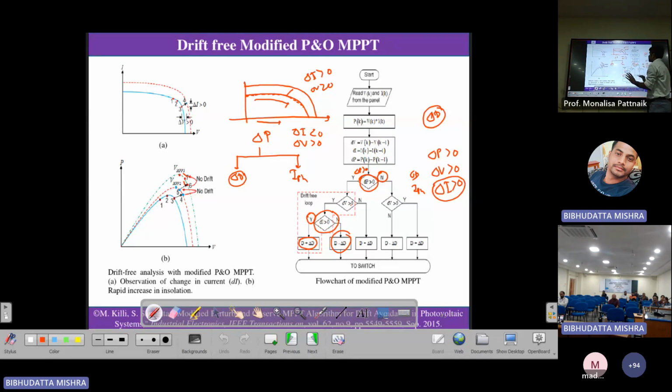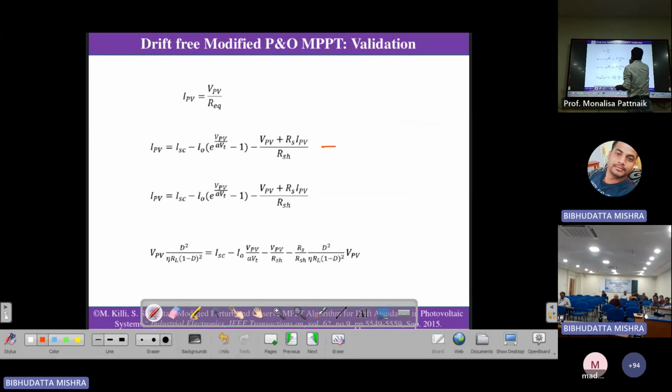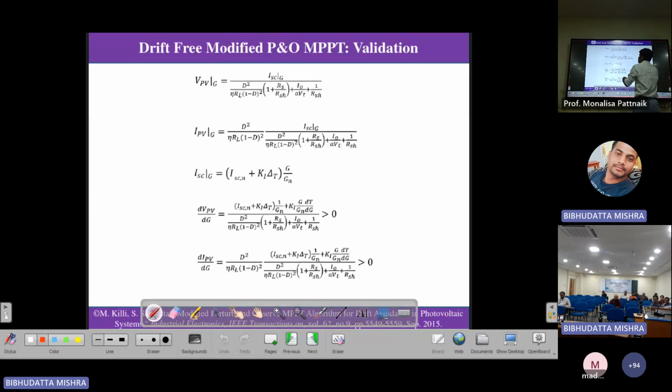Mathematics means just showing that when there is a change in the irradiation, your dI by dG, where G is basically the insolation, should be greater than 0, and dV by dG should be greater than 0. So they told us, and we did it with the solar panel equation that I discussed. You people also can check from the solar panel equation. This was the equation, and we put this expression and we got dPV by dG and dI by dG. So all the equations are there.